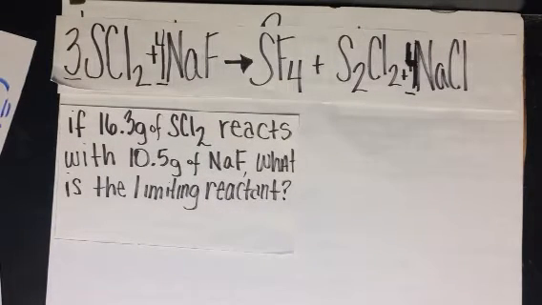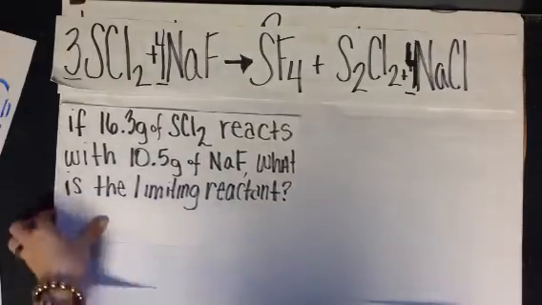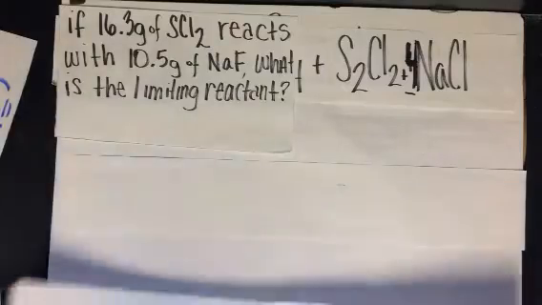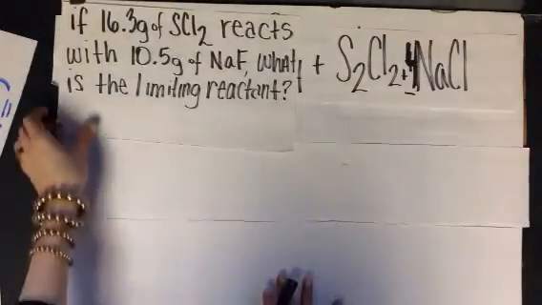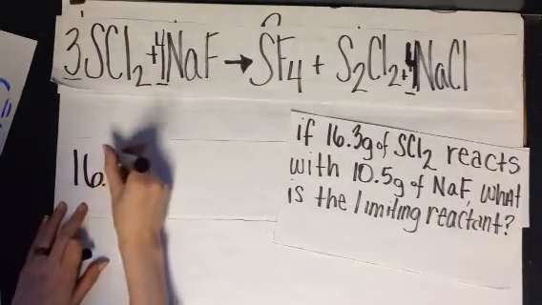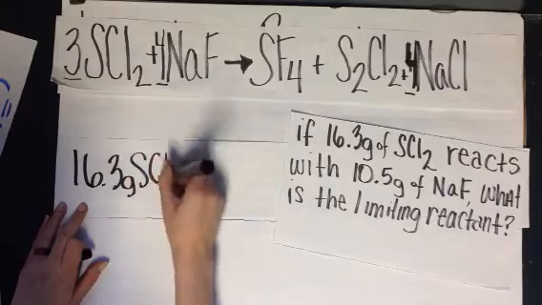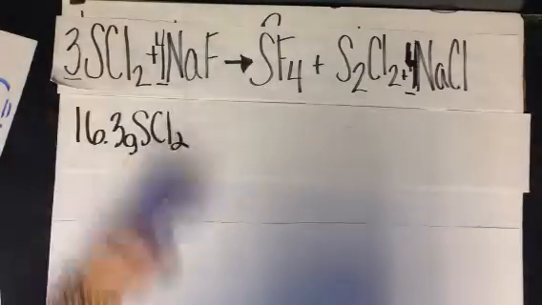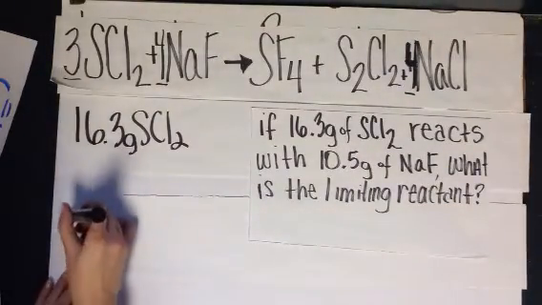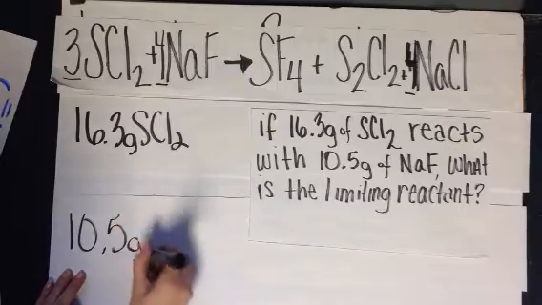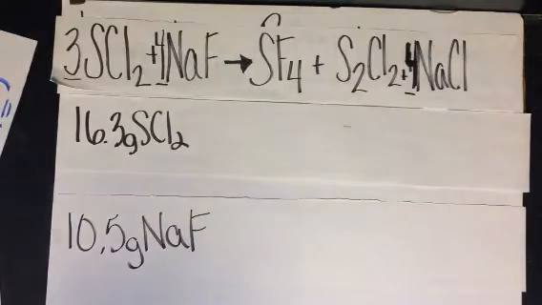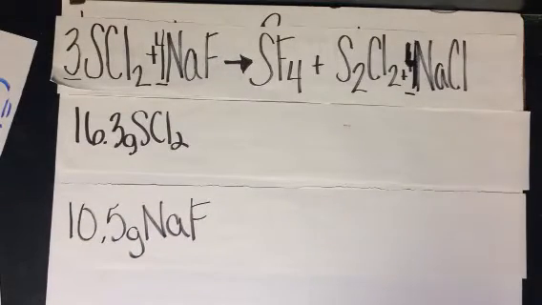All right, with that being said, what we have to do then is 2 stoichiometry problems. So notice my 2 pieces of sheet here for 2 stoichiometry problems. Okay, so I have 16.3 grams of SCl2. That's going to be one of my problems. And I have 10.5 grams of NaF. Those are my 2 reactants given to me. And I want to know of these two, which one limits me from making a product.